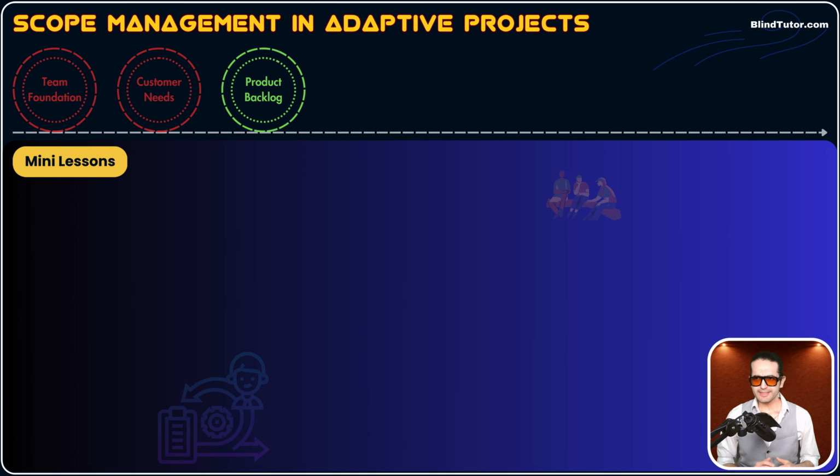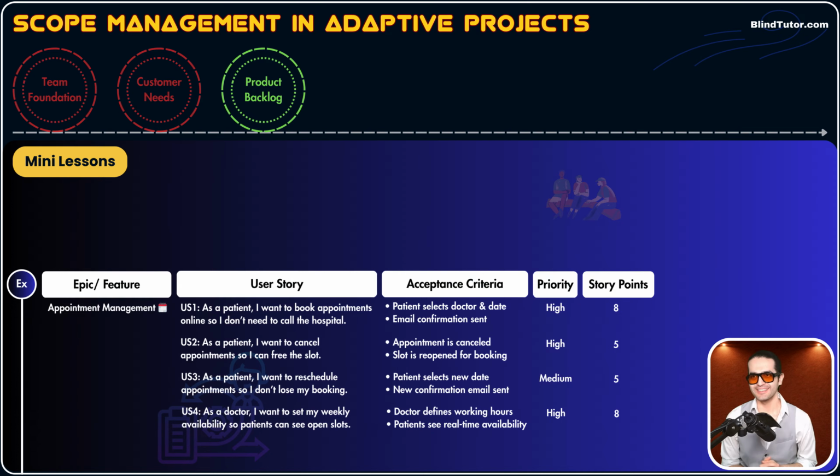All right. Let's continue our mini lessons and finally see our product backlog. We mentioned the term product backlog 100 times, but we haven't seen it yet. Here is the sample of product backlog, guys. Nice to meet you. Now, okay, how many columns?